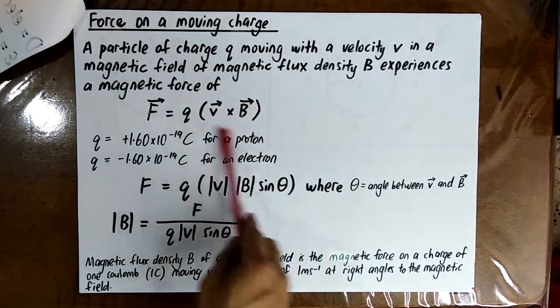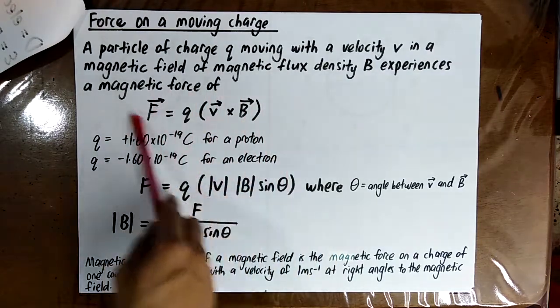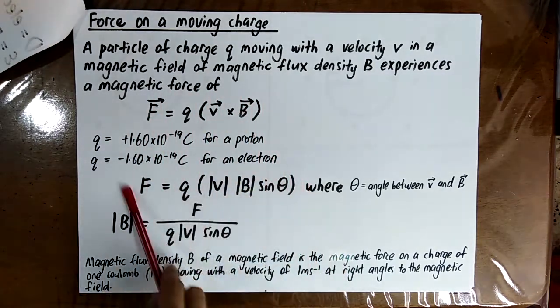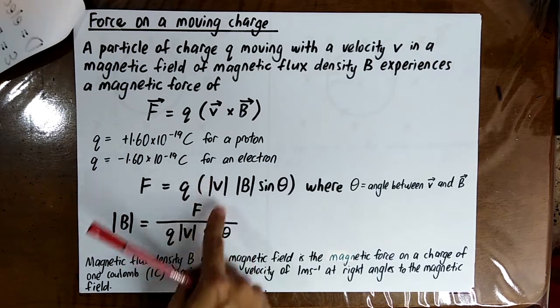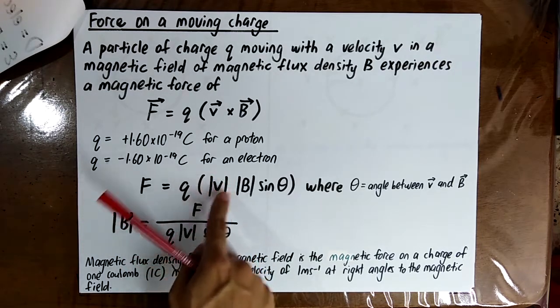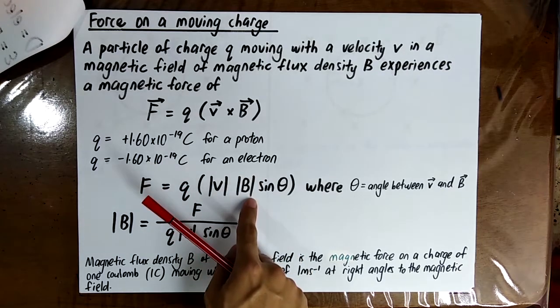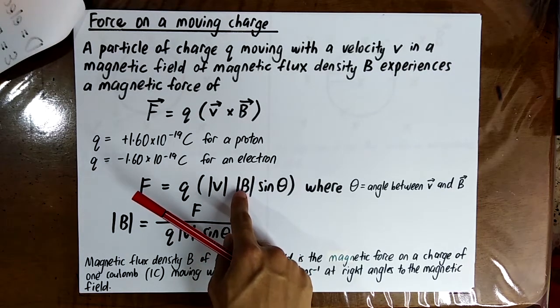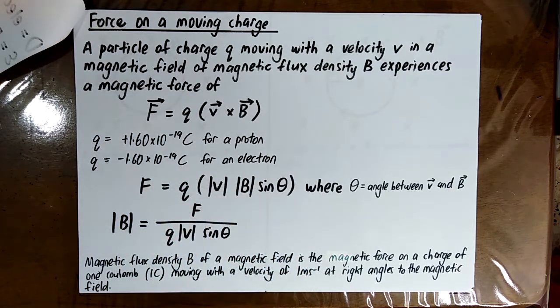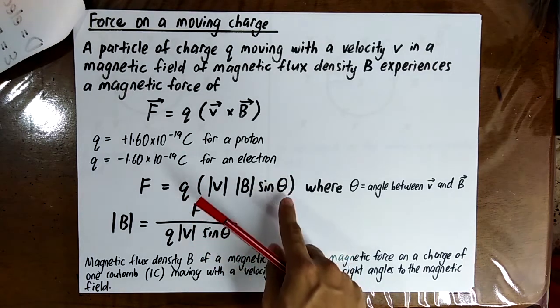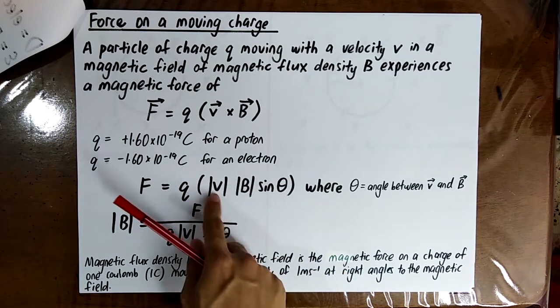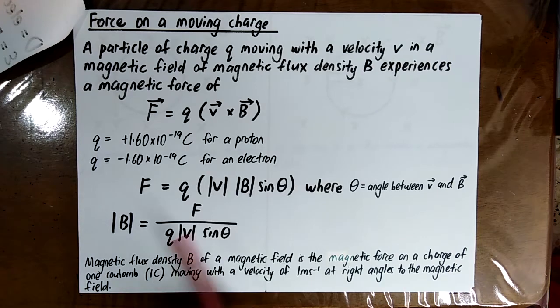Okay, so now we can express this expression in this form. This is a modulus sign. That means that we only care about the magnitude of v. This is also a modulus sign. That means that we only care about the magnitude of B. Okay, and then the angle is the angle between v and B. So you know that B is like this.